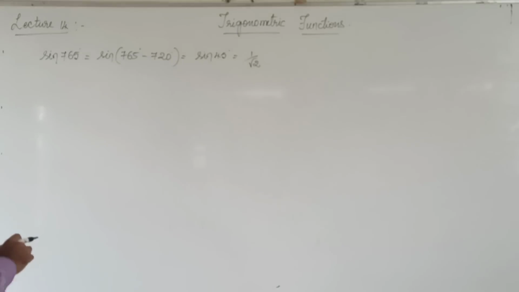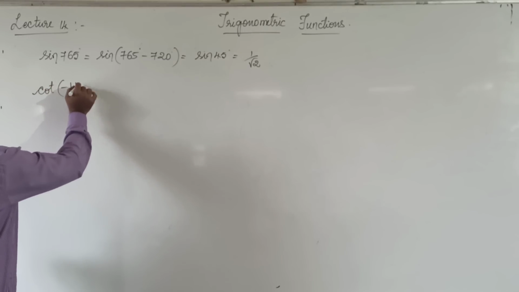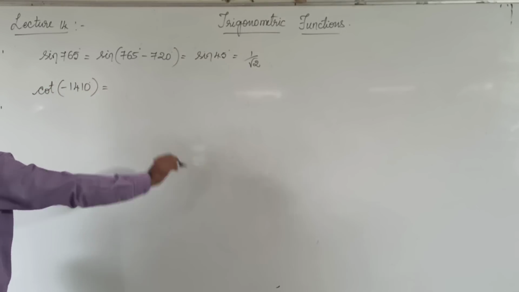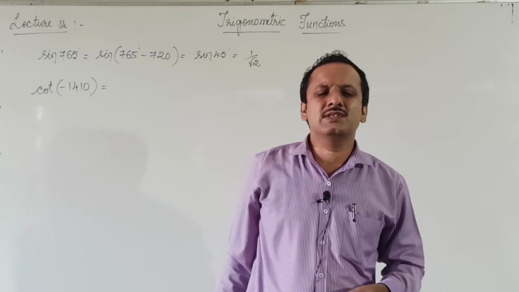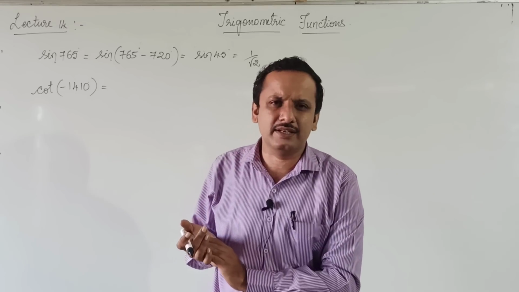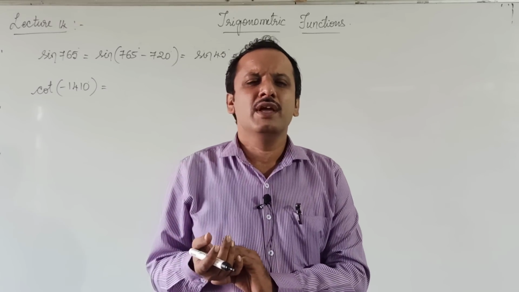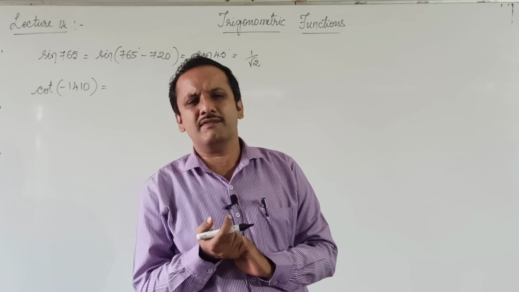Next question, cot of minus 1410 degree. Again, this angle is negative, it is less than 0. So we want to bring it in between 0 and 360 degree. So what can we do?